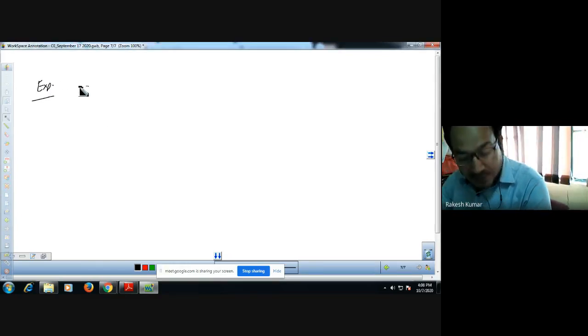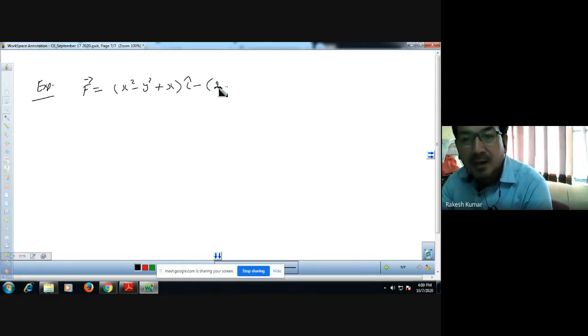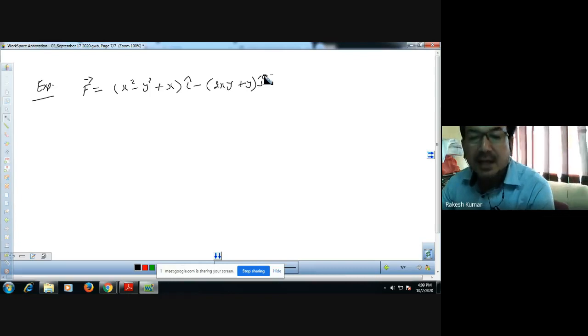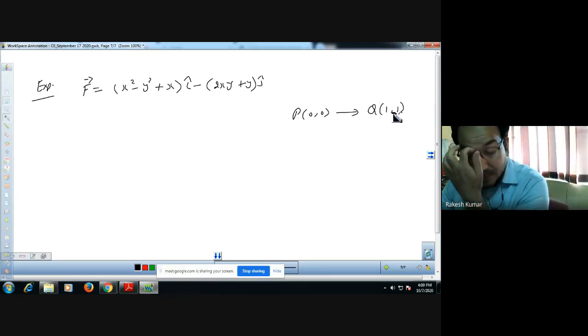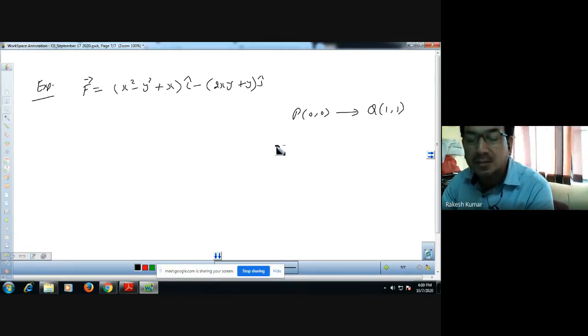Find out the work done when a force, the force vector F is given to us as (x square minus y square plus x) i cap minus (2xy plus y) j cap, moves a particle in the xy plane from the point P (0, 0) to the point Q (1, 1) along the parabola, and the parabola is y square is equal to x.